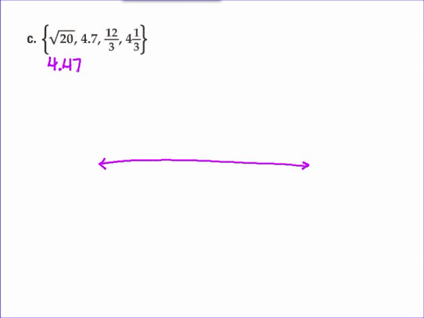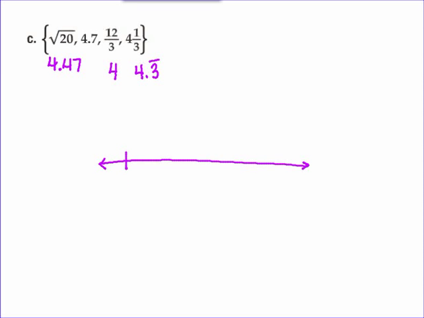I've got 4.7. Then I come to 12 over 3. 12 over 3 we know is 4. Then I come to 4 and 1/3. What's 4 and 1/3? It's about 4.3 repeating. And so now what I need to do is order these from least to greatest.